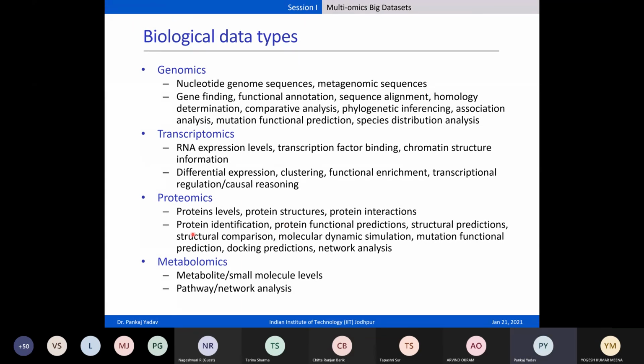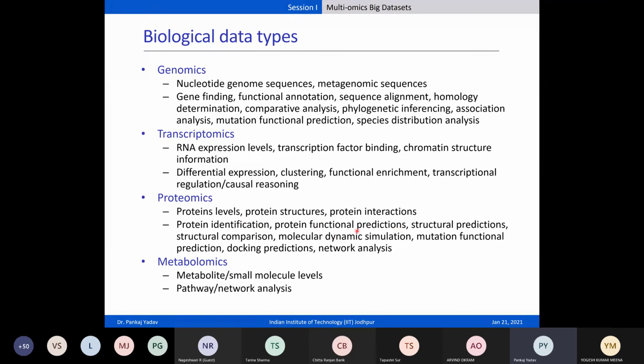So what kind of things can be done with this data? The first thing you can do is novel protein identification. If you find any sequence, you can compare it or do the alignment with the protein sequence data to identify whether you found a novel protein in your sample, by comparing with the existing databases. So you can do that kind of study, or you can perform protein functional predictions.